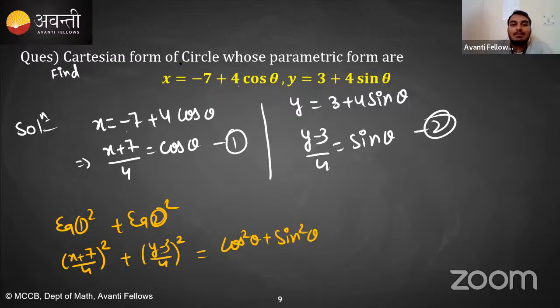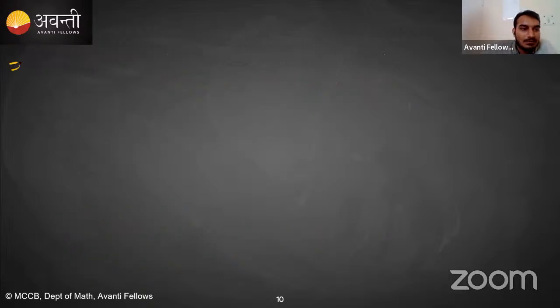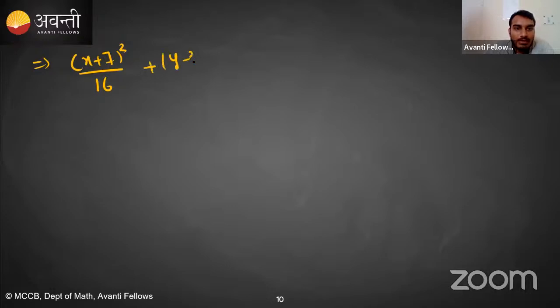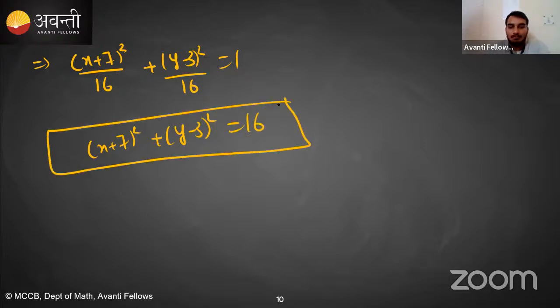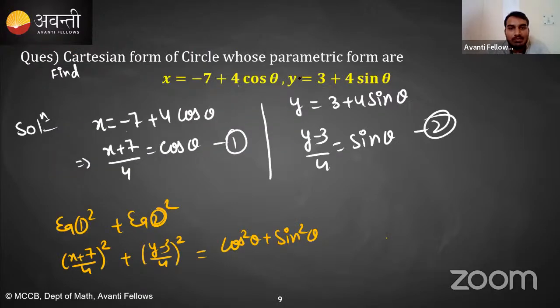What is cos square theta plus sin square theta, students? 1, right? So it implies x plus 7 whole square by 16 plus y minus 3 whole square by 16 is 1. So x plus 7 whole square plus y minus 3 whole square is equal to 16. So this is the equation of the circle. Is that clear?